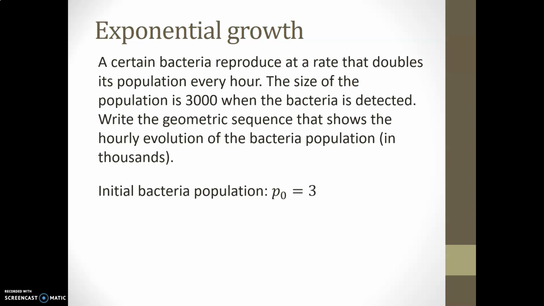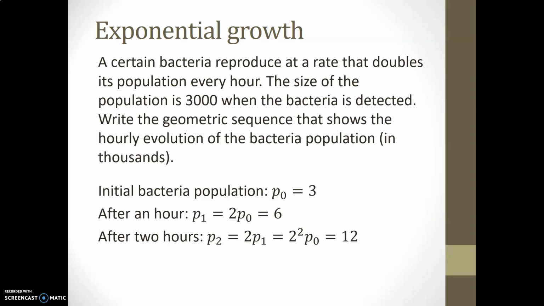The initial bacteria population, so let's call it P0, is 3. This would be the initial term of the geometric sequence. After 1 hour, P1, the population size will have doubled. So it'll be 2 times the initial population. So 2 times 3 is 6. After 2 hours, P2 is 2 times what it was after hour number 1, which is basically 4 times. So 2 squared times P0.